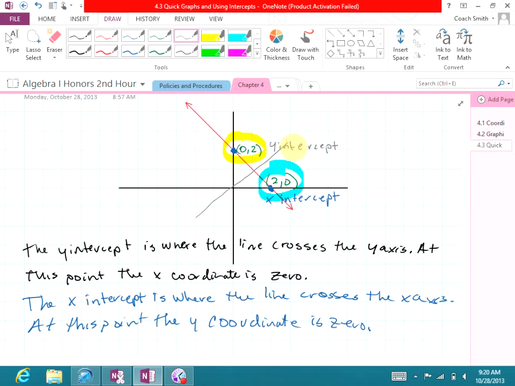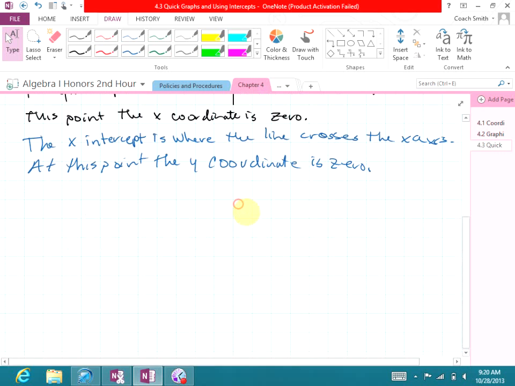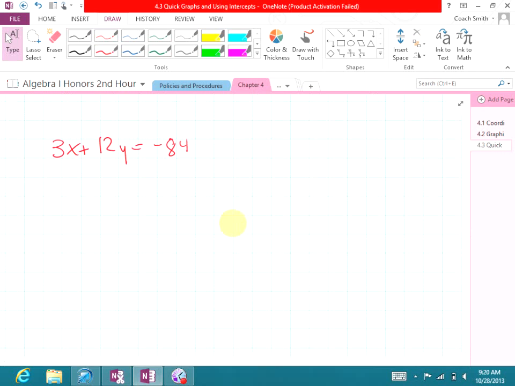All right. Let's look at a couple of equations here. All right, let's say I had this equation right here. Let's say I had 3x plus 12y equal negative 84. I have that equation, and I want to come up with the x and y intercept.